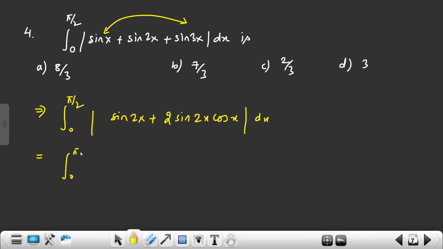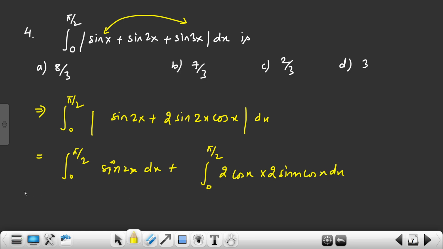0 to pi by 2, this is sin 2x. Because x goes from 0 to pi by 2, all these values will come as positive. So mod will open on the positive side, no issue for that. And 2 cos x, and this value sin 2x. Sin 2x is how much? 2 sin x cos x. Now sin 2x integration is how much?